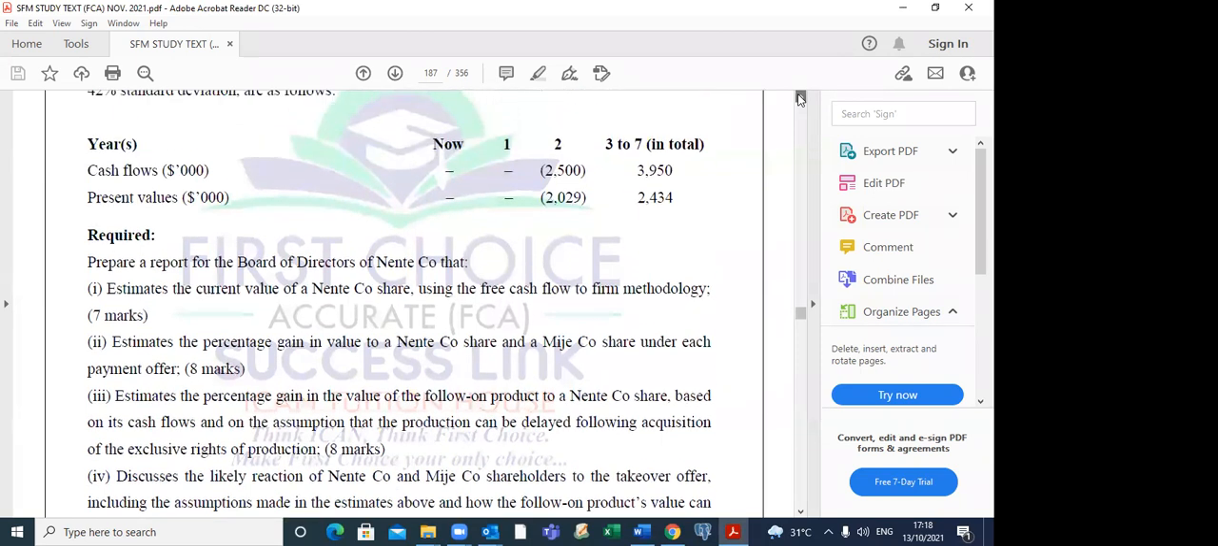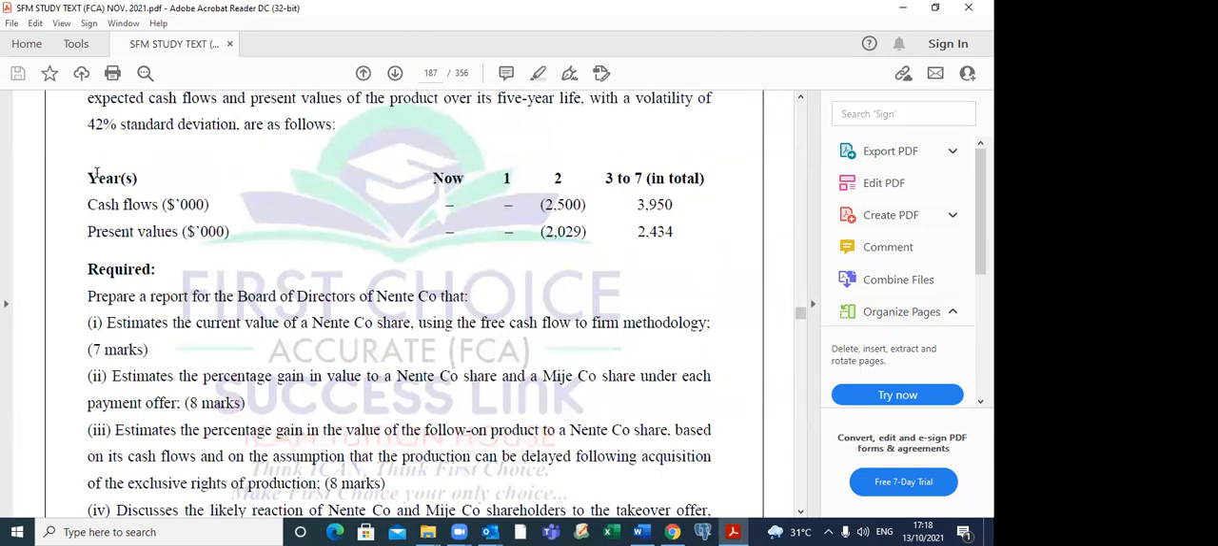This company has already acquired the rights. Let me say, for instance, the company has acquired the patent.